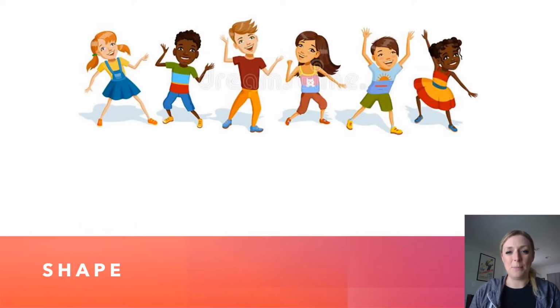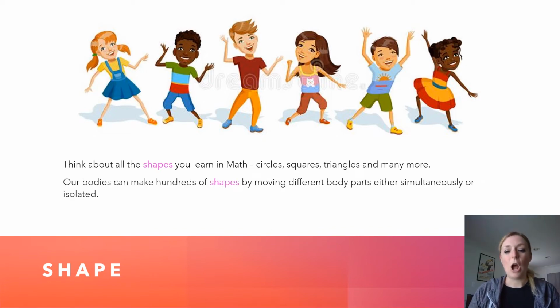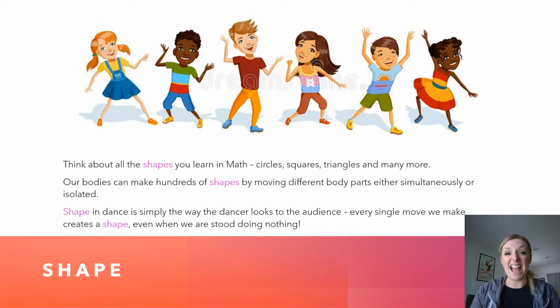So let's find out a little bit more about shape within dance. You learn about all different types of shapes in math, whether they be circles, squares, triangles, and loads more. Our bodies can make hundreds of shapes literally by moving all our different body parts, and they can be simultaneous, which is all together, or isolated, which would mean to choose one body part and move that on its own. Shape in dance is simply the way the dancer looks to the audience, and every single move we make creates a shape. Even if we are stood doing nothing, we are still in a shape, kind of like a silhouette.